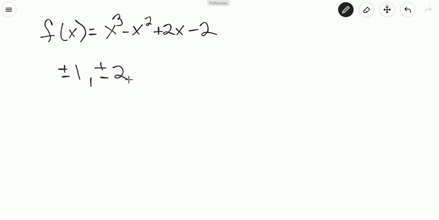Okay, so what you're going to do is you're just going to go ahead and test those and plug them in for that f of x. Plug in 1 for x, negative 1 for x, 2 for x, negative 2 for x, until you find one that gives you a 0, an answer of 0. When there's no remainder, you know that that is a root of the polynomial. So let's go ahead and test 1.